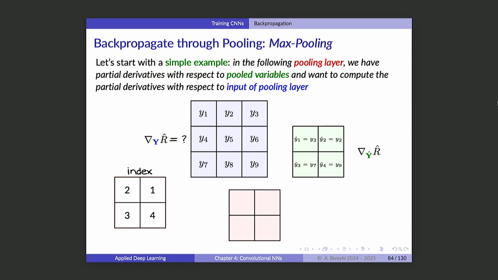0, right? What is the derivative of y hat 2 with respect to y1? What is the derivative of y hat 3 with respect to y1? Y hat 3 is y7. What is its derivative with respect to y1? What is the derivative of y hat 4 with respect to y1? What do you conclude? What is the derivative of r hat with respect to y1? It's going to be 0, right?